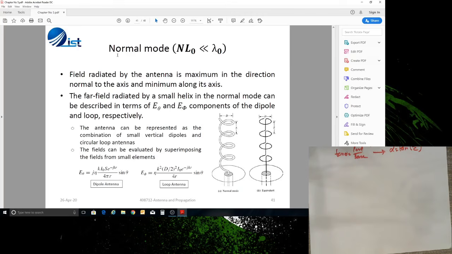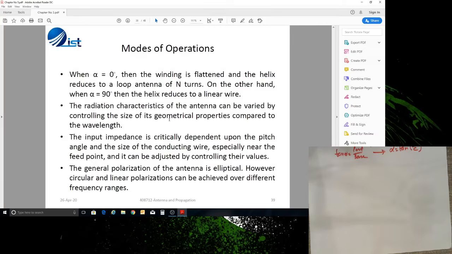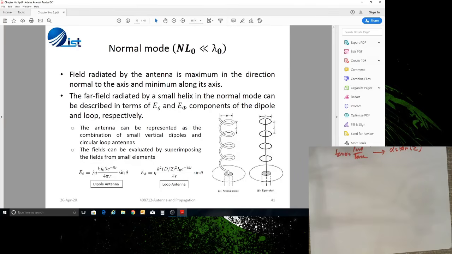So if I talk a little bit about normal mode, when we say normal mode, it means that NL naught, this NL naught is the total length of the wire. I'm talking about this NL naught. This is the total length of the wire. The total length of the wire is far less than the wavelength lambda naught. So अगर ये आपके पास condition है, तो your antenna is actually operating in normal mode. So fields radiated by the antenna is maximum in the direction normal to the axis and minimum along its axis.